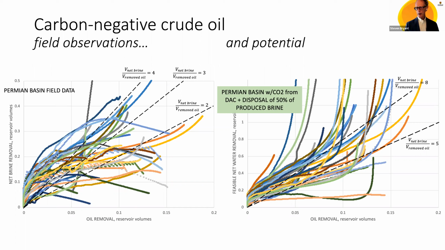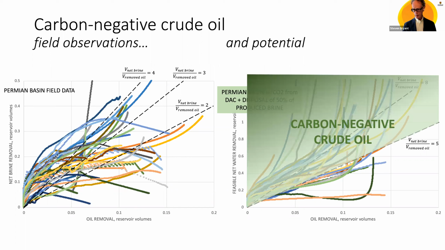Those are much bigger numbers. Qualitatively, the curves look similar, but what you can focus on are those dashed black lines, which show a ratio of 5 reservoir volumes of brine per volume of oil up to 8. And you see that essentially all those projects, almost all of the time, had we run them with this disposing half of the produced brine somewhere else, would have been carbon negative crude oil producers if the CO2 came from direct air capture. So the potential for producing carbon negative crude oil is certainly supported by what happens in the field.